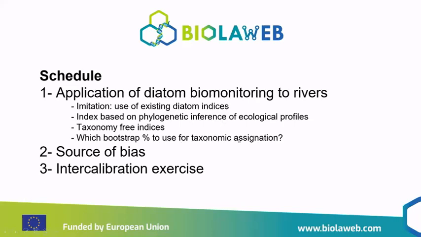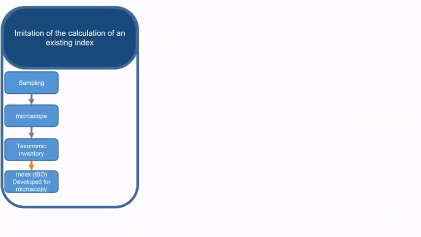Also, things about taxonomic assignation and bootstrap percentage. In the second part we will make a small summary about all the sources of bias that we can have to explain the differences between microscopy and DNA. And then Agnès will present the intercalibration exercises that were carried out in these last years. So let's start first with this part, diatom biomonitoring in rivers with DNA, and these 3 strategies.